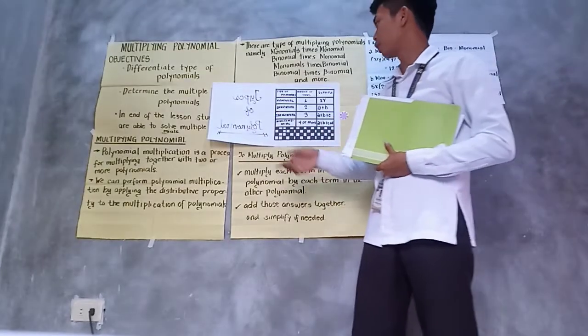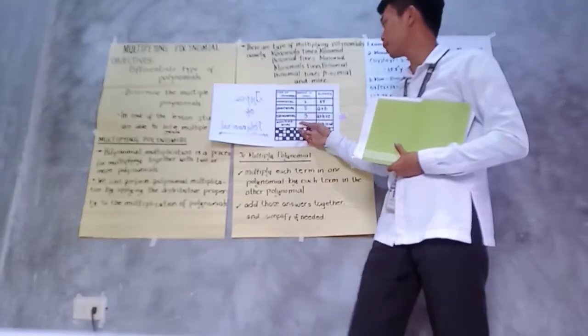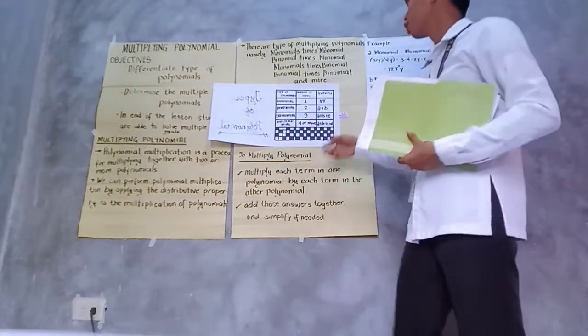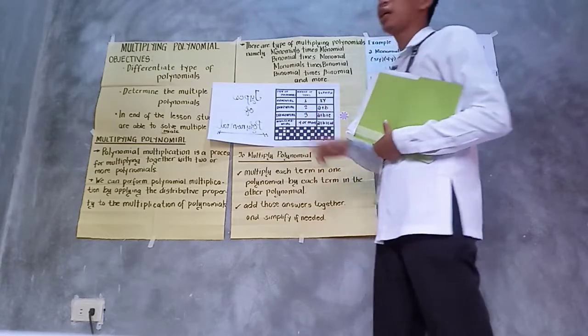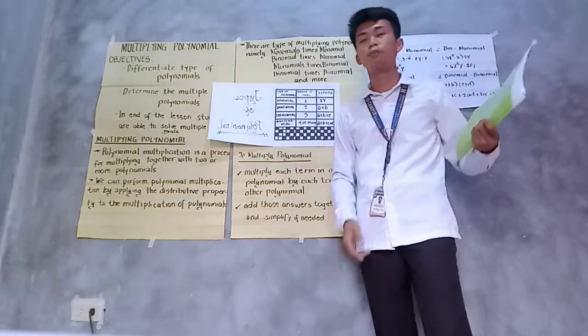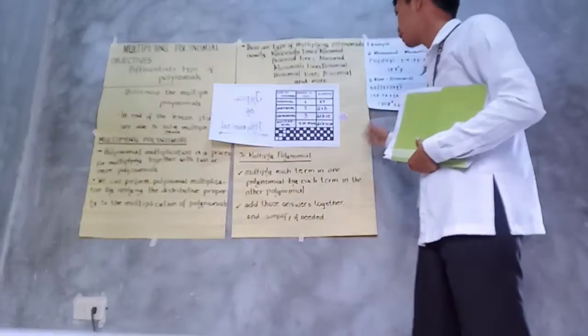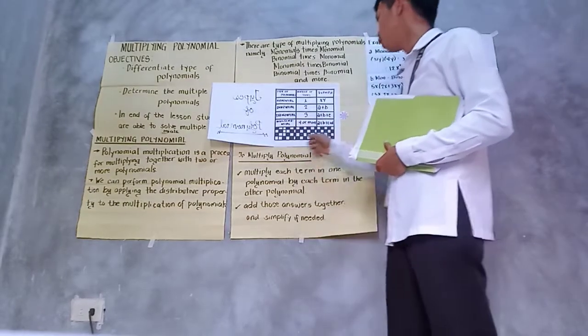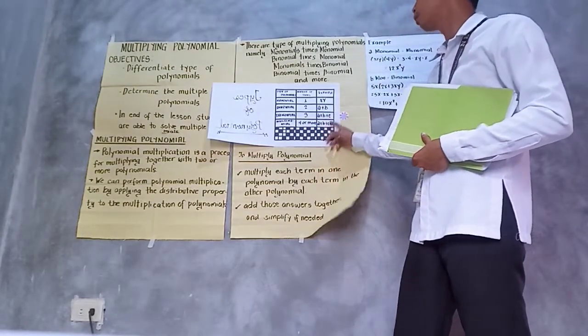Types of polynomials are called monomials, binomials, trinomials, multinomials. The number of terms of a monomial is 1, of a binomial is 2, of a trinomial is 3, and of a multinomial is 4 or more. The example of a monomial is xy, the binomial is a plus b, the trinomial is a plus b plus c, and a multinomial has 4 terms, like a plus b plus c plus d, and so on.